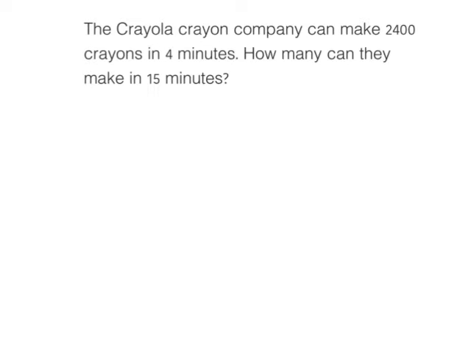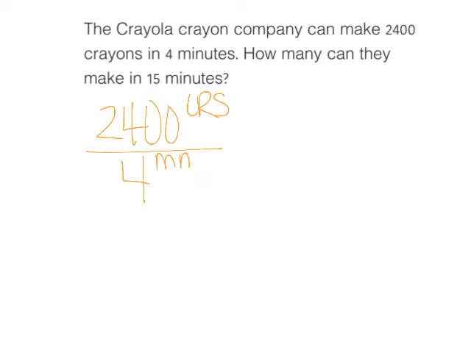So what you can do is you do 2,400, and that's crayons, in 4 minutes. And that's going to be equal to some number of crayons, we don't know how many, in 15 minutes. You notice how I'm labeling? I know it's like that extra word that you guys never want to do. That labeling will help you determine what goes where, because if you don't set up your proportion correctly, you're not going to get the correct answer.